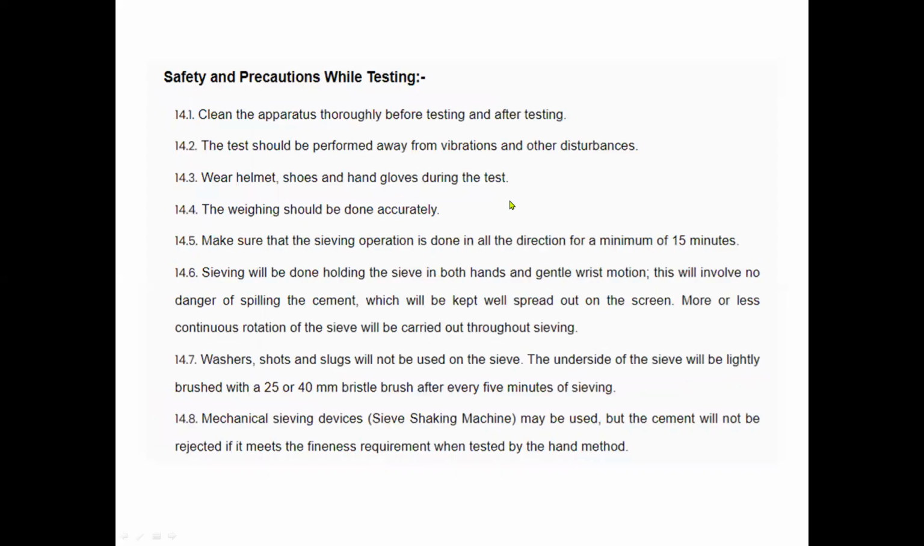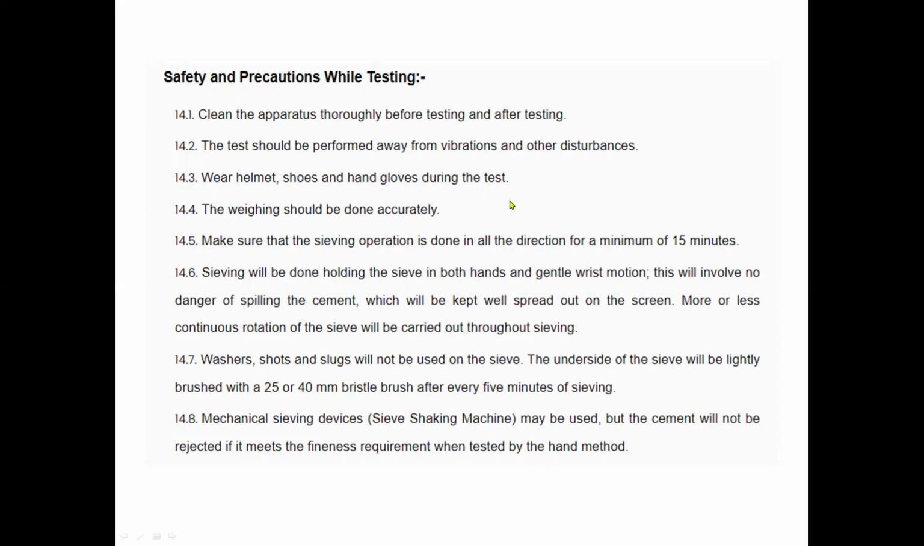For the safety and precautions while testing, clean the apparatus thoroughly before testing and after testing. The test should be performed away from vibrations and other disturbances. Wear helmet, shoes, and hand gloves during the test. The weighing should be done accurately. Make sure that the sieving operation is done in all the directions for a minimum of 15 minutes. Sieving will be done holding the sieve in both ends and gentle wrist motion. This will involve no danger of spilling the cement, which will be kept well spread out on the screen.